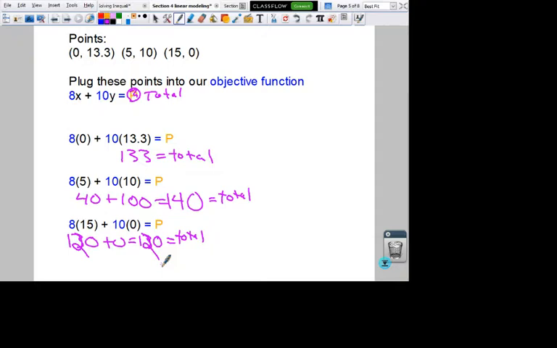All right. So after we plug these in, what gave us the most pounds of tomatoes? 5 and 10. 5 Roma tomatoes, 10 cherry tomatoes. That would get us the most pounds.